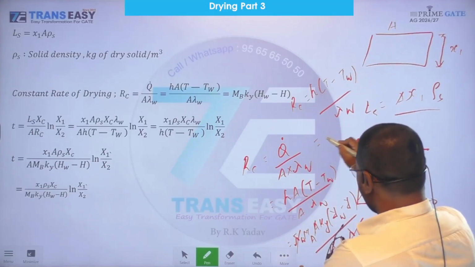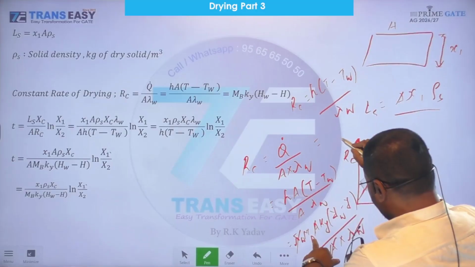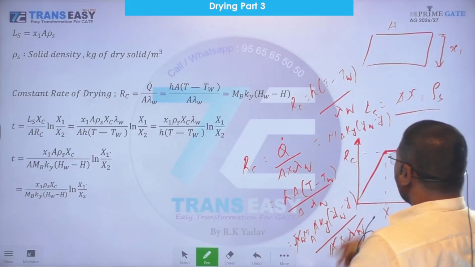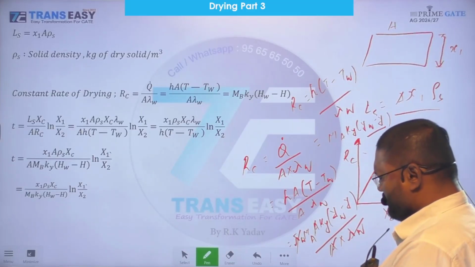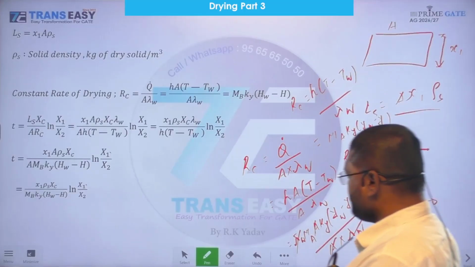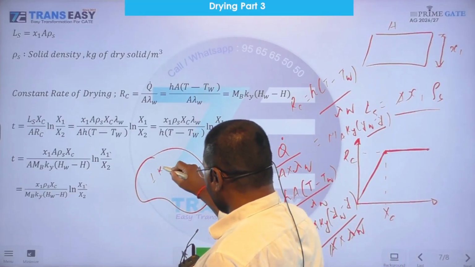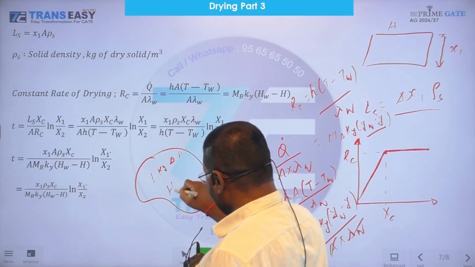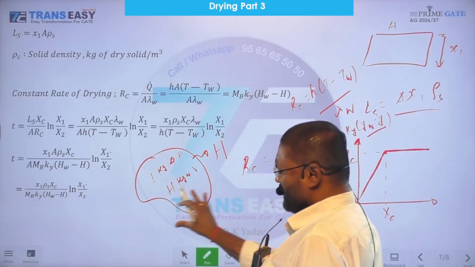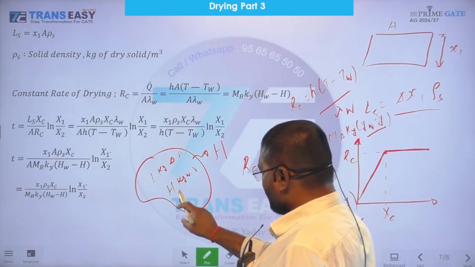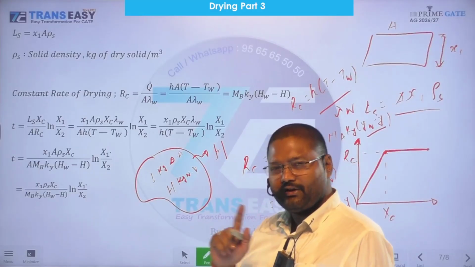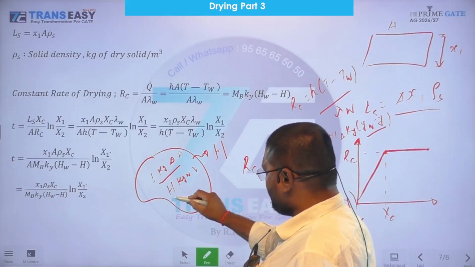Dear students, in another form, what will this become? M_A K_Y (y_W minus y). Here we have a difference in mole fraction. We can convert this into a specific humidity. 1 kg dry air contains H kg water vapor if this mixture has a specific humidity H. If this mixture of dry air and water vapor has a specific humidity H, the unit of H is kg of water vapor per kg of dry air. So 1 kg dry air contains H kg water vapor.